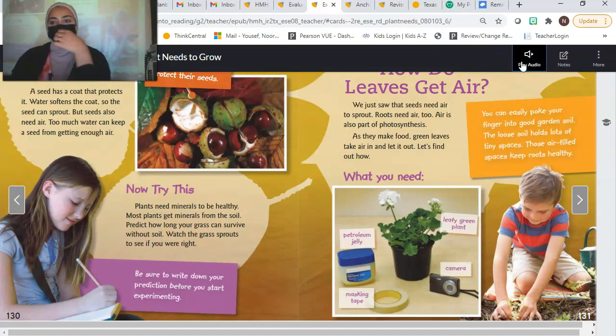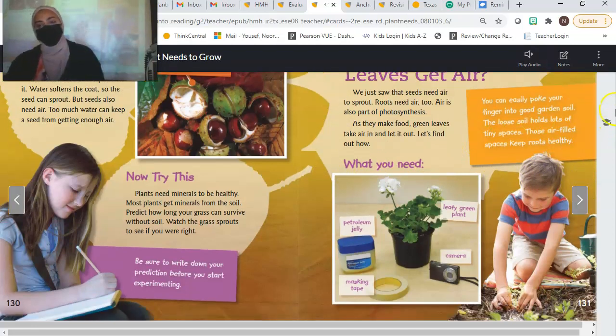All right, let's keep going. What you need: petroleum jelly, masking tape, leafy green plant, camera. You can easily poke your finger into good garden soil. The loose soil holds lots of tiny spaces. Those air-filled spaces keep roots healthy. See, so if you can stick your finger in there, then that's good, that's healthy. But think it through. If you can't, it's too hard, that means you patted it down too much.